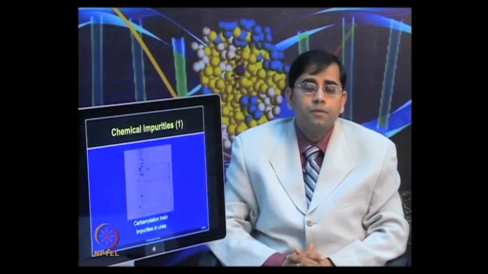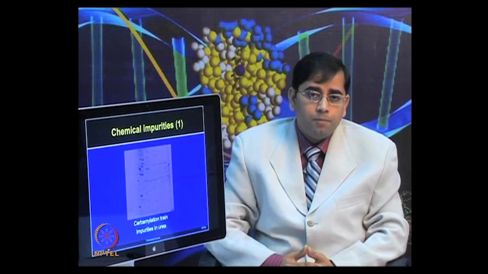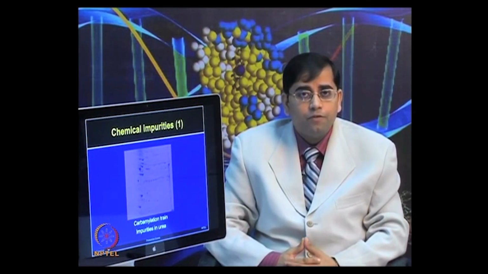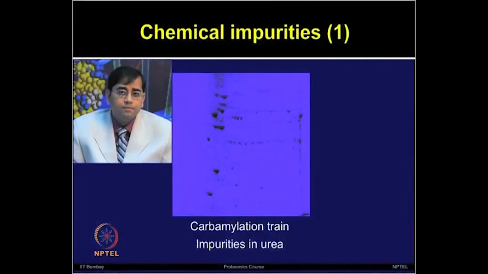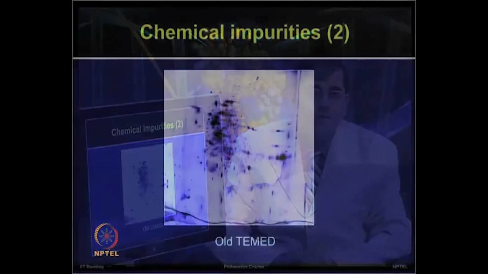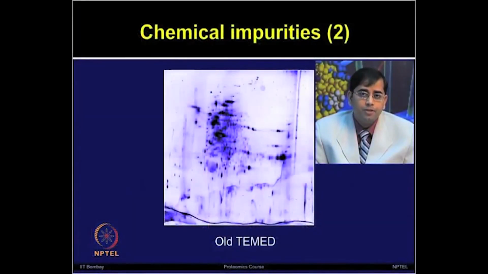Now, the sample variation is one problem. Often the chemical impurities or the chemical ingredients can also give rise to different types of bad gels, such as the chemical impurities shown in this gel, where the urea is very impure and one can see the carbamylation trail. If the TEMED is very old, often a very small amount of TEMED is used in making the second dimension gel, SDS-PAGE.